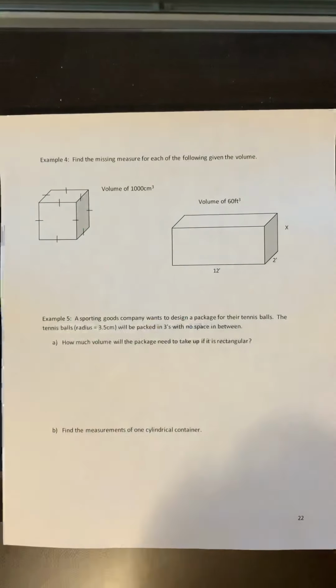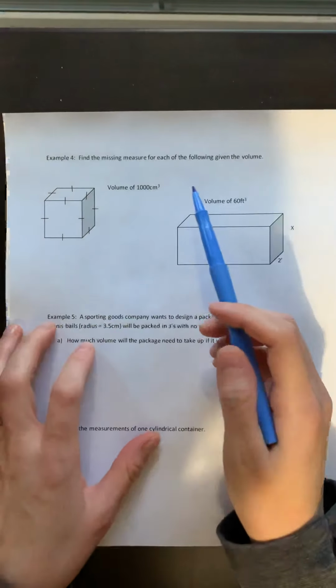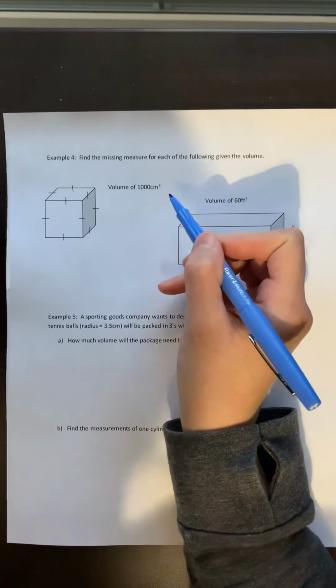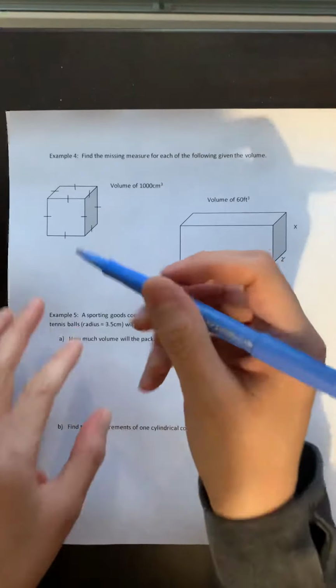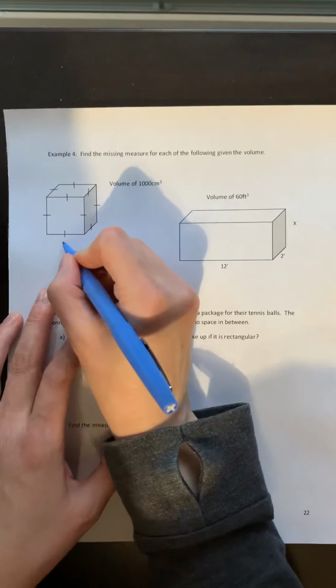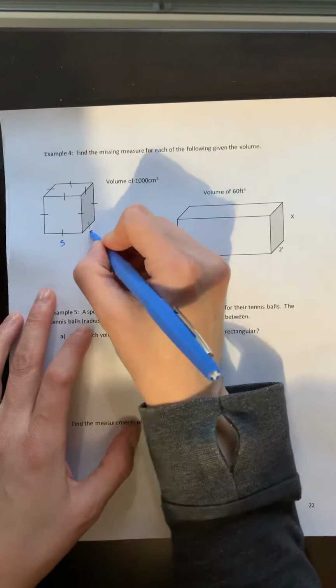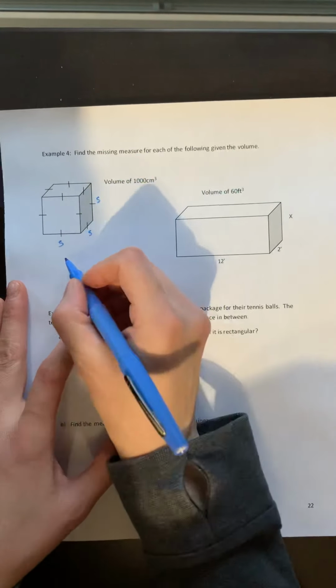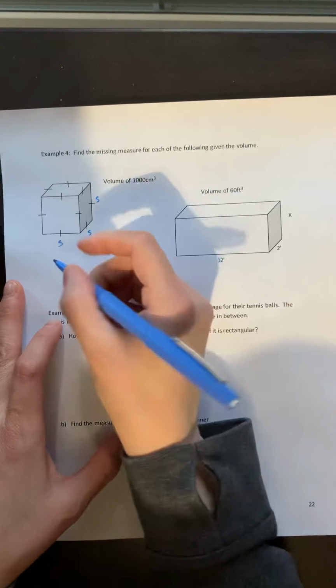Okay, on to example 4. Find the missing measure for each of the following given the volume. So now we're given the volume and we need to find all of the measures. Now with a cube, I know that all the measures are the same. So I've got side times side times side, right? So essentially it's side cubed, okay?